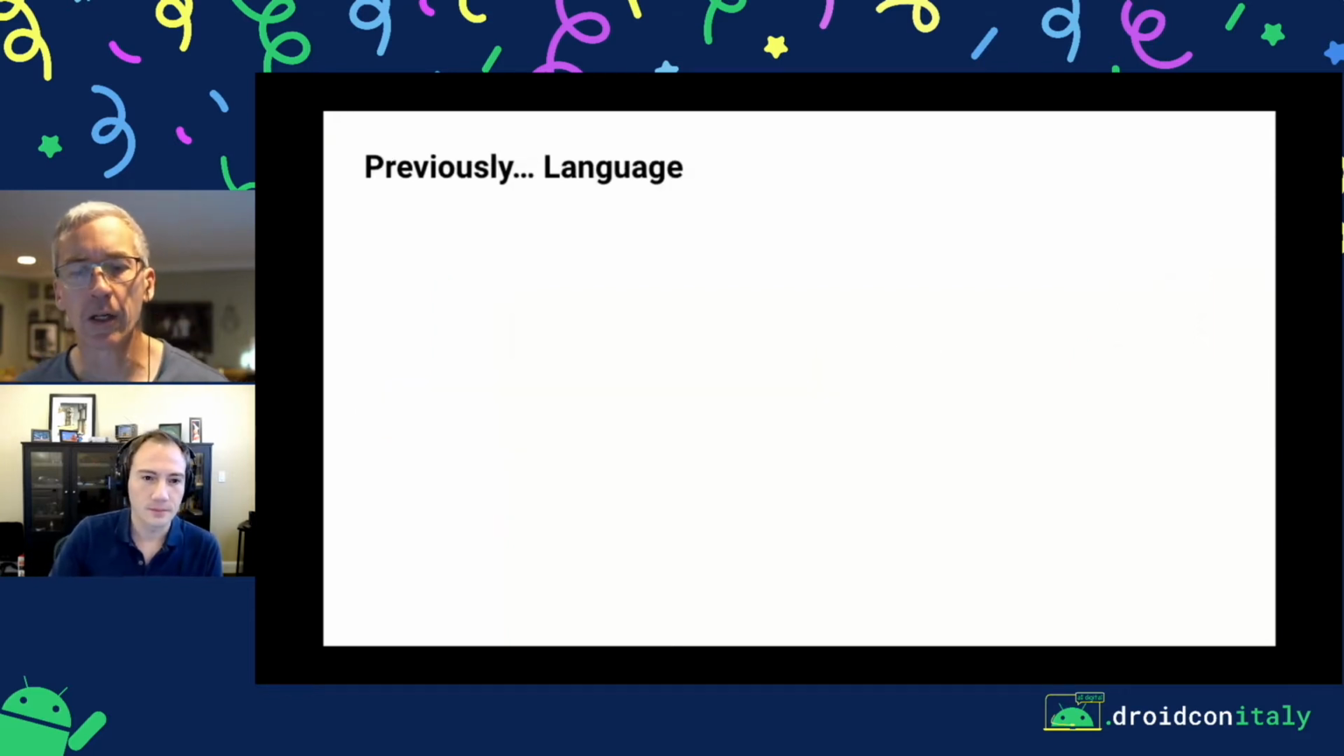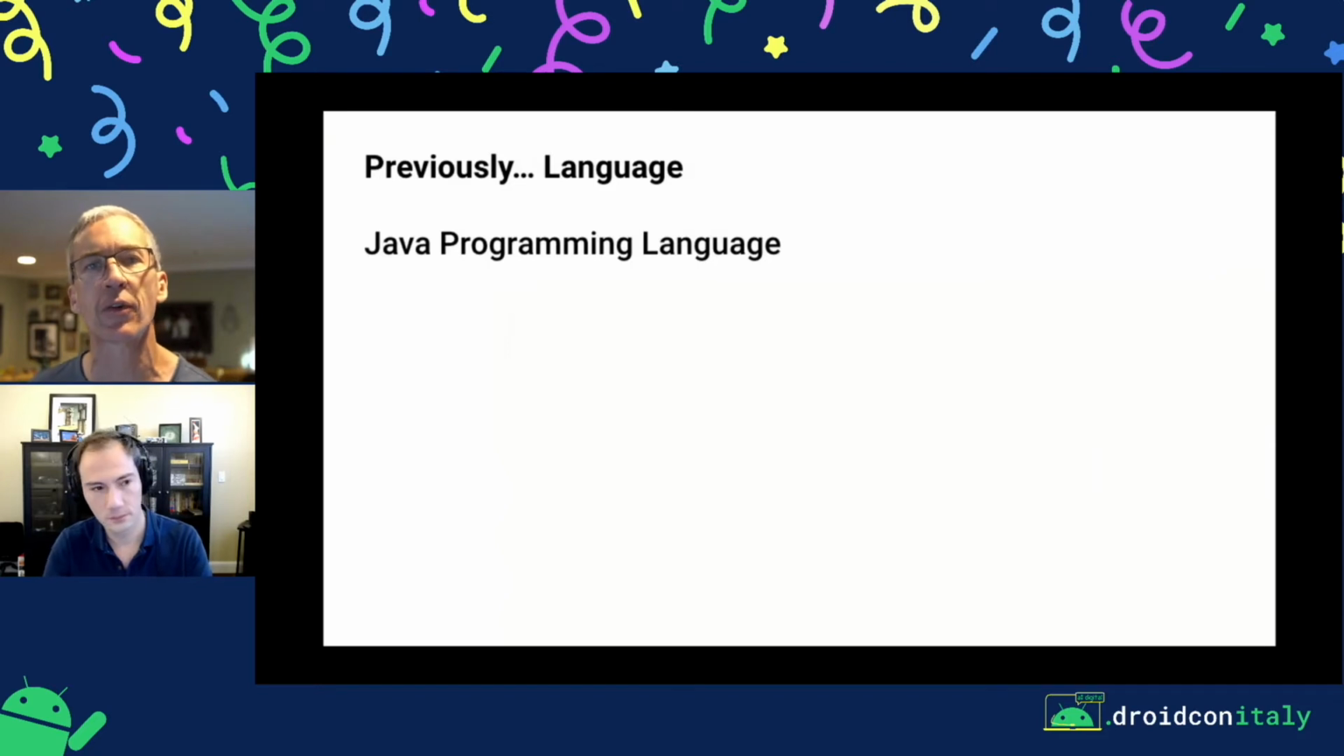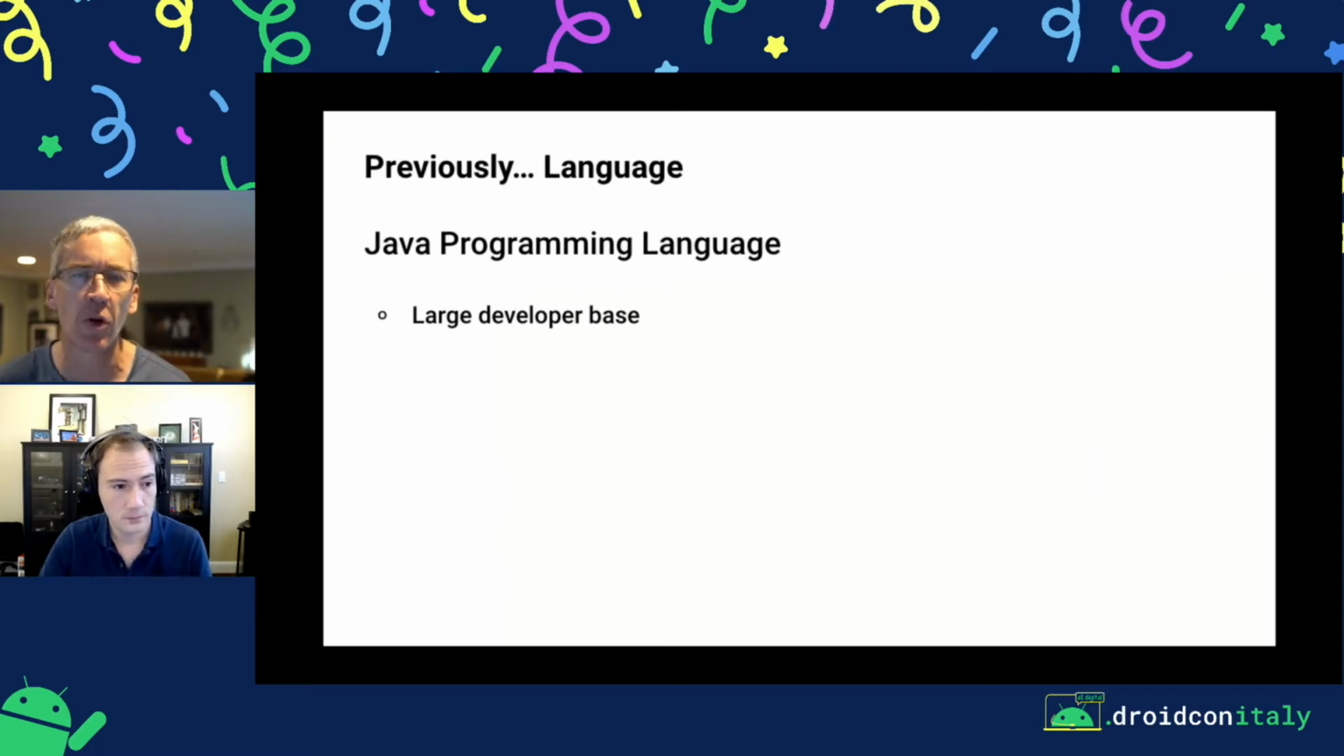So meanwhile, on the language side, we classically had support for the Java programming language. There were a lot of really good reasons for us to choose that language for the primary development language for Android. Many, maybe even most developers in the world already knew the language.